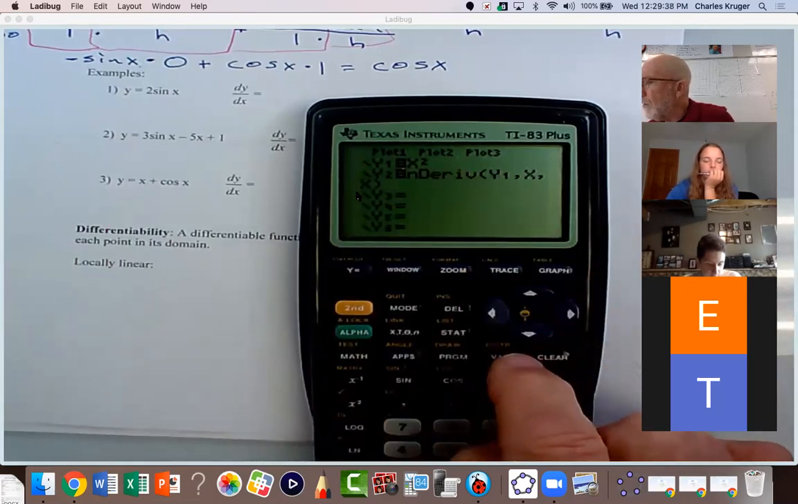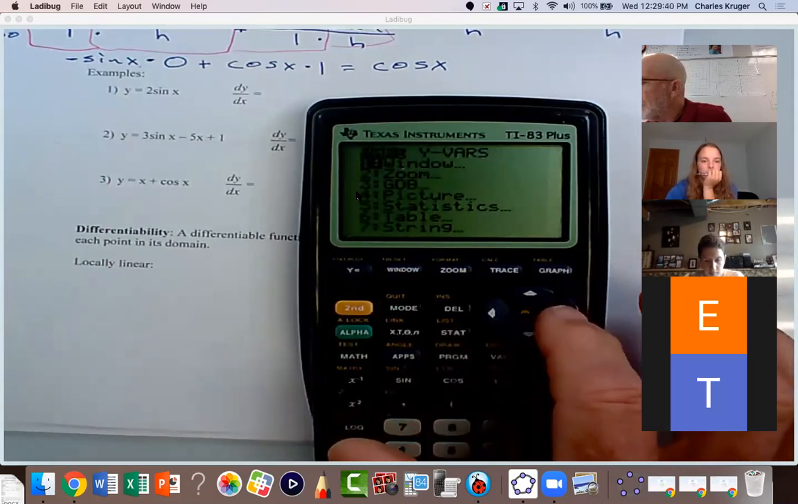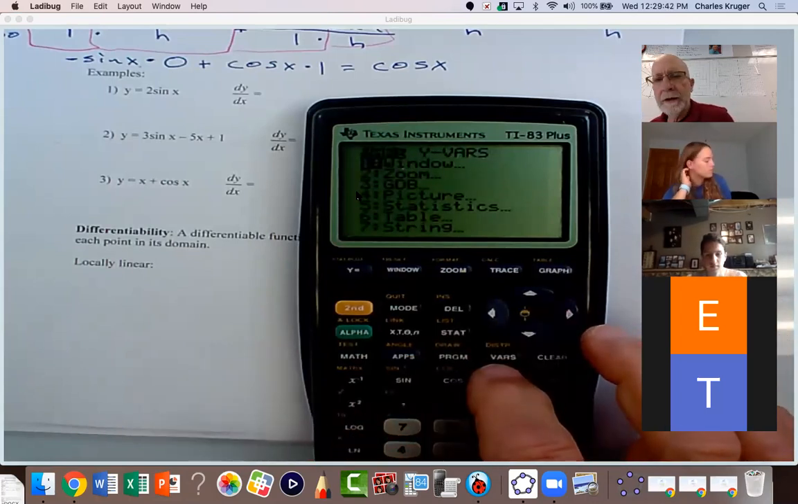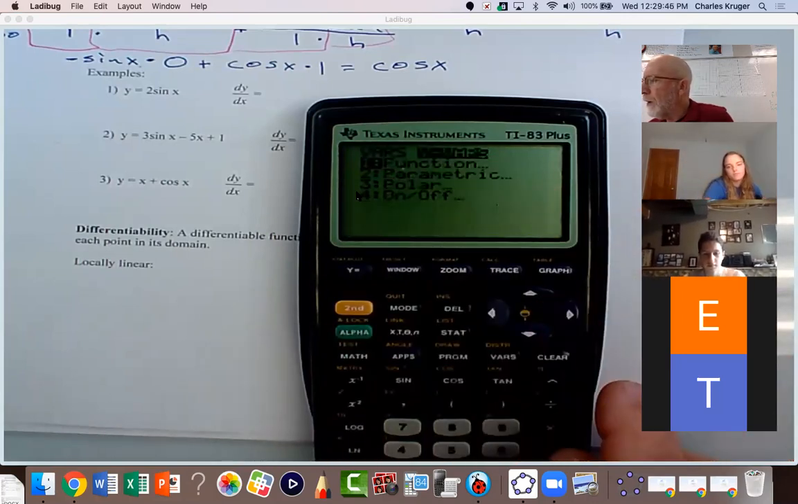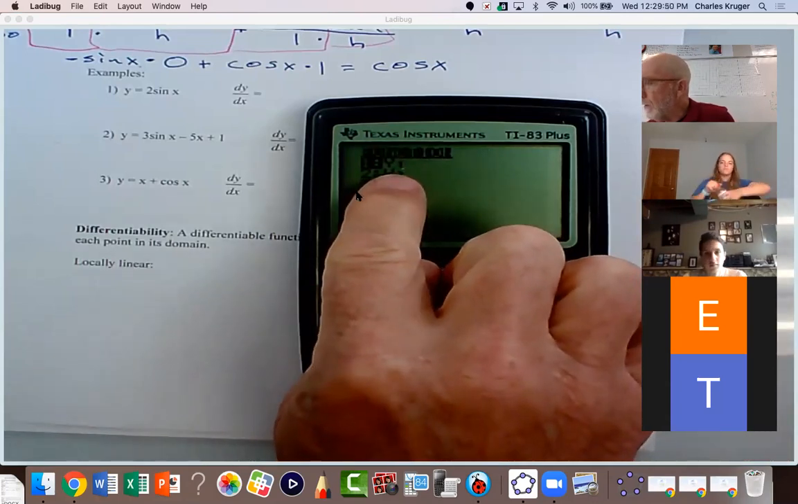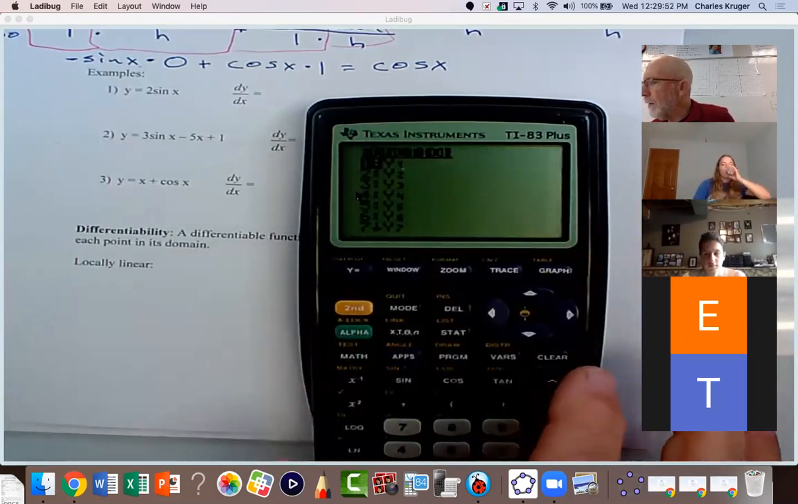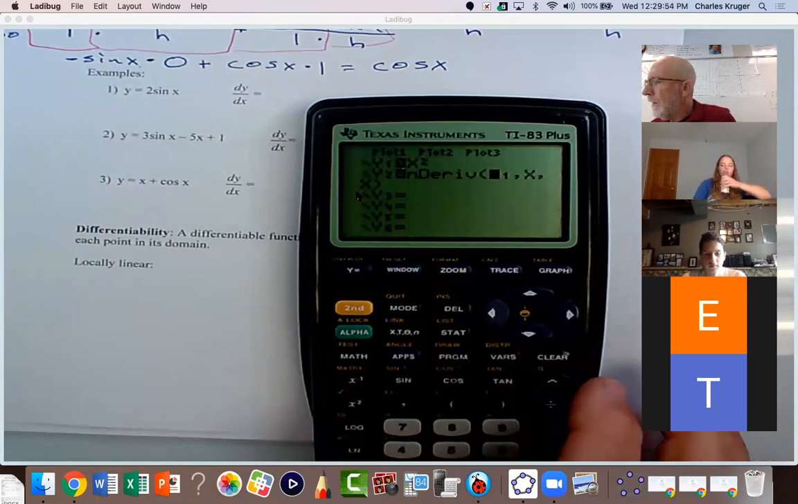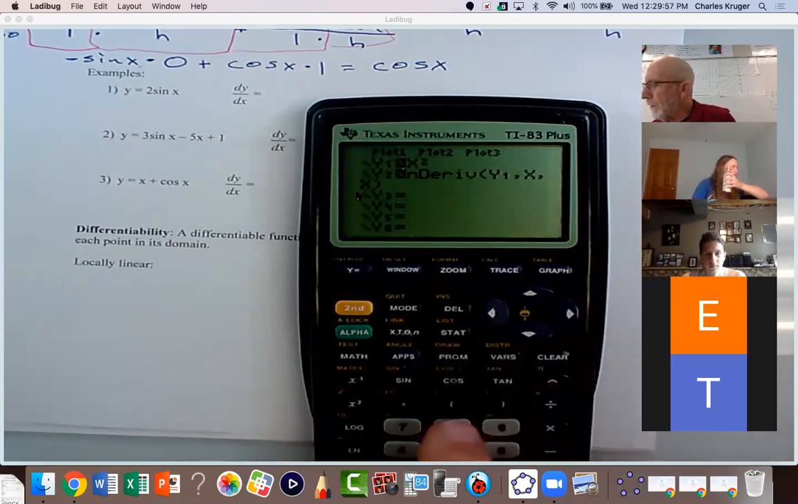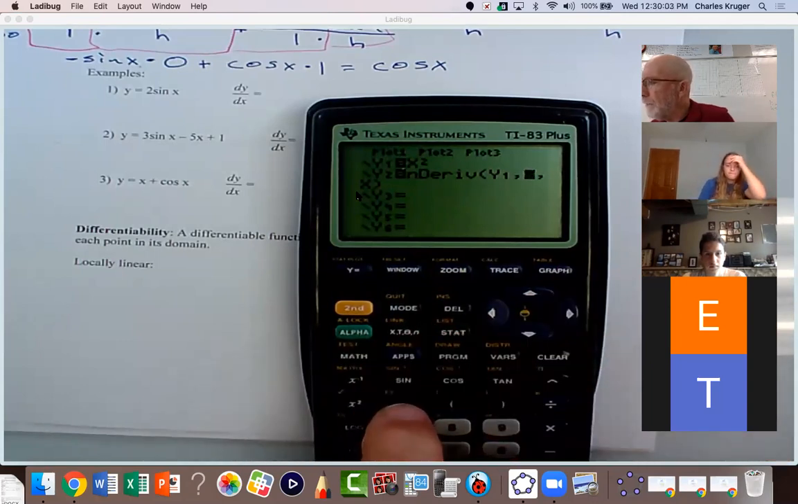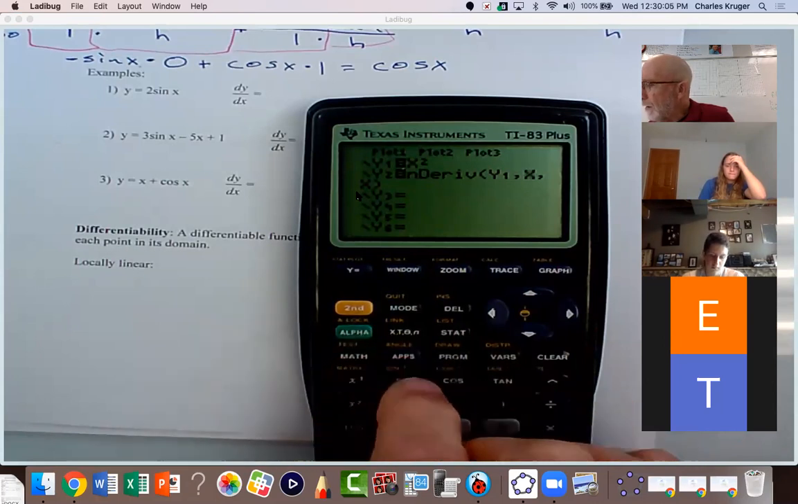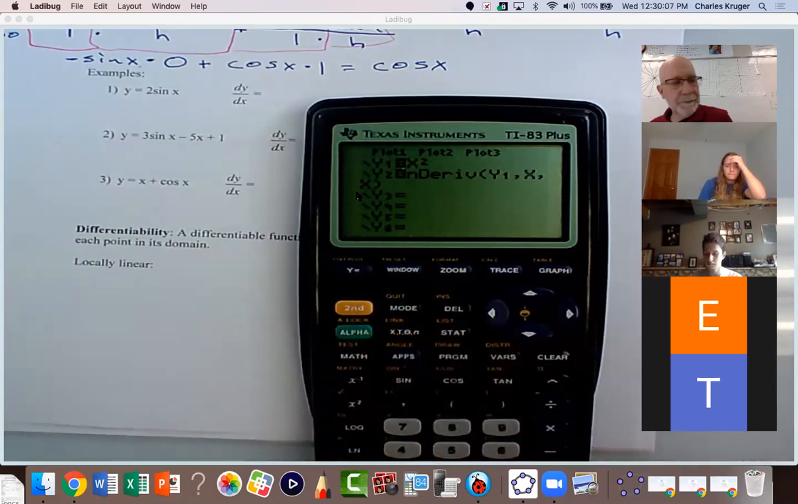And if you do that, you go to variables or vars right here. Press it, and you get a screen that looks like this. You go to Y variables. You choose function, and you'll get Y1. And you just press enter, and that gets put into there. All right? And then you have to follow it by a comma, which is above the number 7. And then type in your variable x, follow it by another comma, follow it by your variable x, and then parentheses.